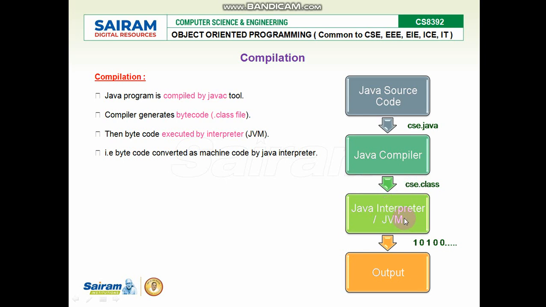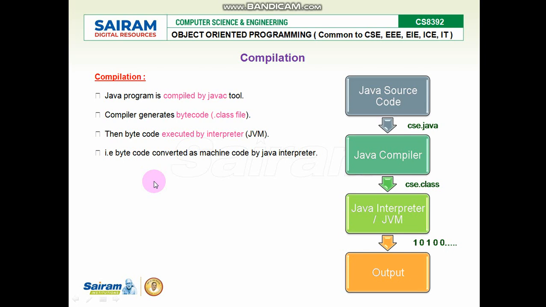The Java virtual machine, or the Java interpreter available inside the virtual machine, will convert your class file into machine code or machine executable instructions, hence we will be getting the output. So this is the flow of execution of a Java source file from Java to ones and zeros.